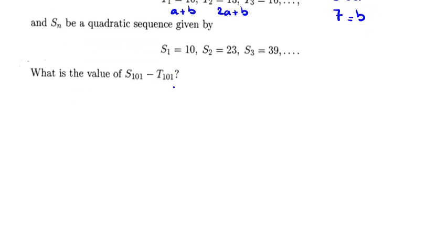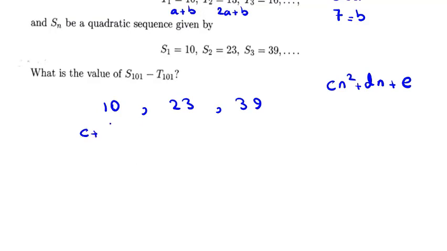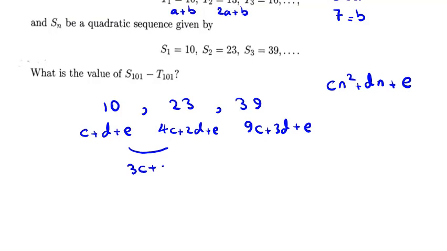Now for this one, you say, okay, S1 is 10, S2 is 23, S3 is 39. Here you say, okay, it is Cn squared plus Dn plus E because it is a quadratic sequence. So if you write this one, it will be C for 1, plus D plus E. This one will be 4C plus 2D plus E. And this one will be 9C plus 3D plus E. If we subtract these two terms, it will be 3C plus D.